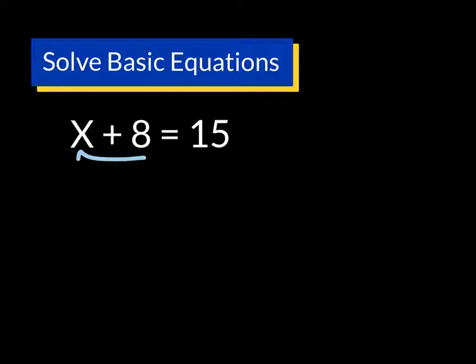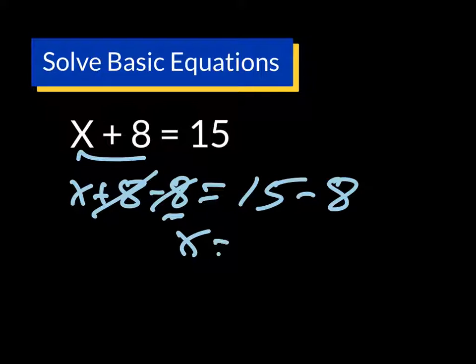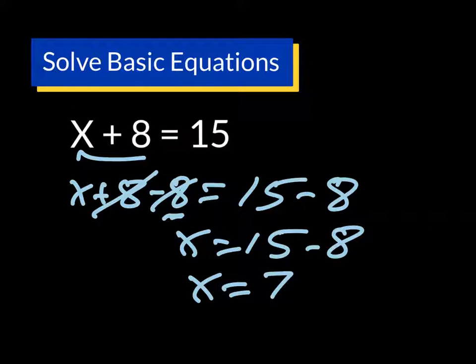And to do this, you could think of the process like an undo operation. So you have x plus 8. To undo plus 8, we can do that by subtracting 8. The plus 8 and the minus 8 are going to cancel. But remember, whenever you do something to one side of the equation, you have to do exactly the same thing to the other side. So if we subtract 8 from the left side, then we also have to subtract 8 from the right side. So now we've got x equals 15 minus 8. 15 minus 8 is 7, so x equals 7.